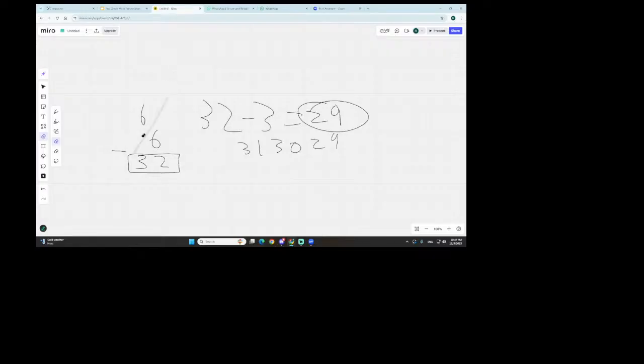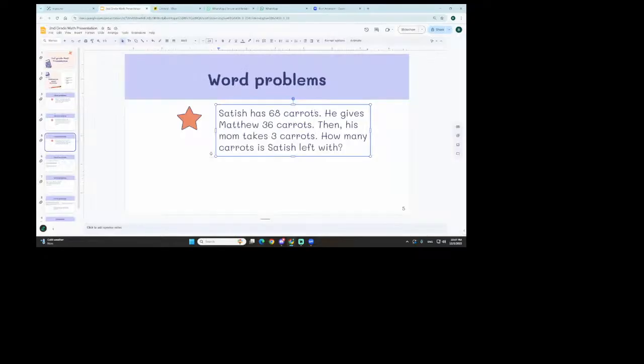I hope you guys understand how to do those. Basically, we have to identify first what number we start with, then the numbers we're subtracting, and then we just subtract. It's not too difficult. We already know how to subtract. We just have to figure out the values from the word problem.